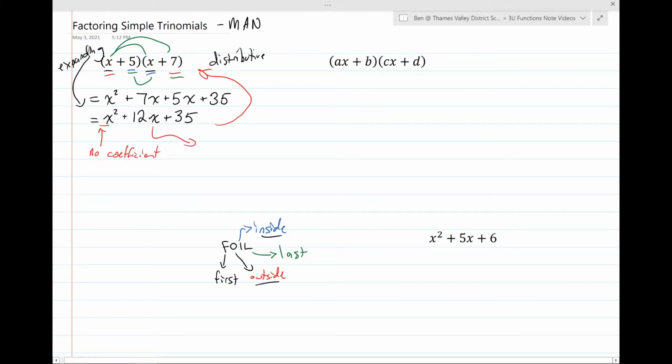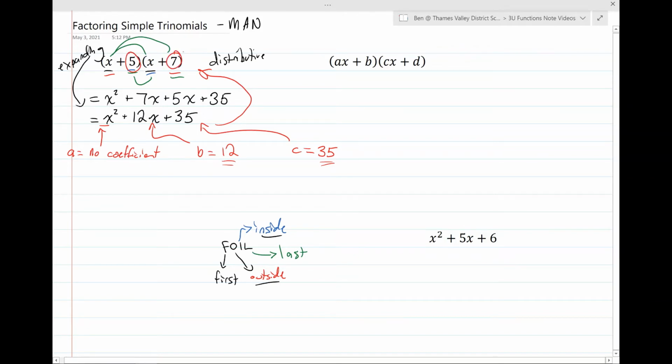And my second term here has a coefficient of 12. And really, we should call the coefficients a in front of the first term, b in front of the second term, and so b equals 12, and c in front of the third term, and the third term has no variable, so it's entirely coefficient, so our c equals 35. So I need to figure out how I managed to get a 12 and a 35 from beginning with a 5 and a 7.